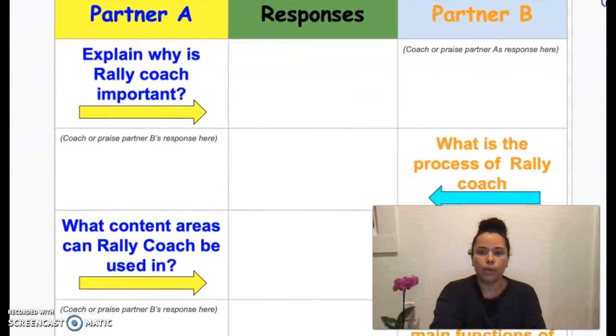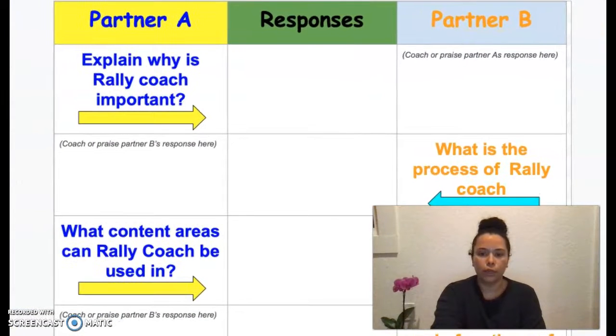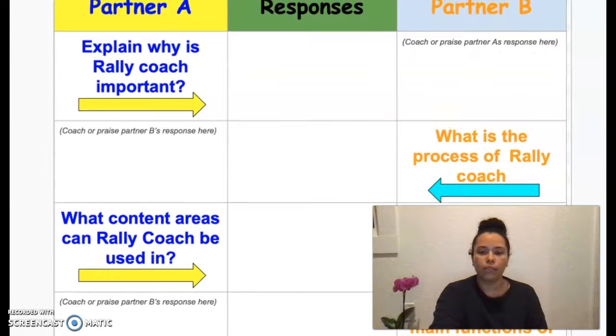And so remember, it looks a little bit different here because obviously we're not in the classroom. So here you have partner A, here's the question. You will respond to your question here. In partner B, once partner A completes it, then partner B will go ahead and either coach them or praise them at the end, and you will continue that way until you answer all of the 4 questions.